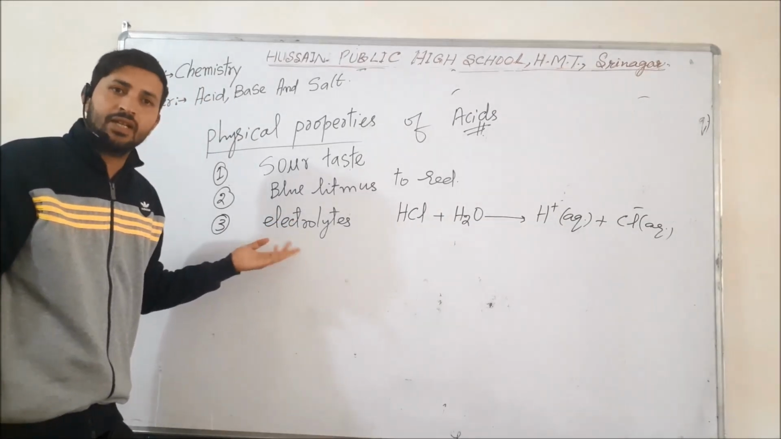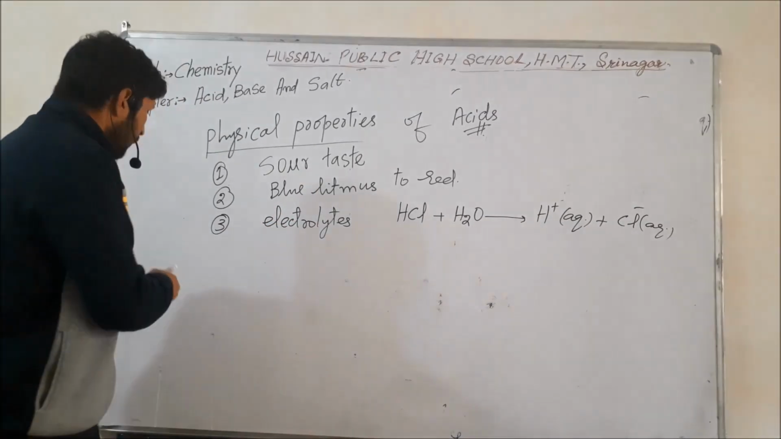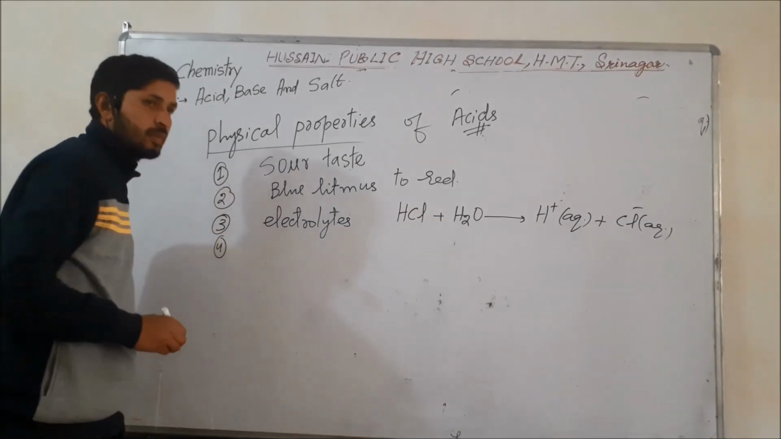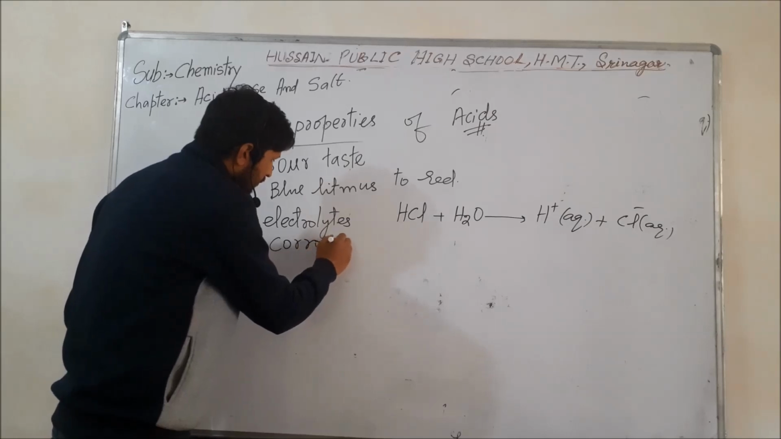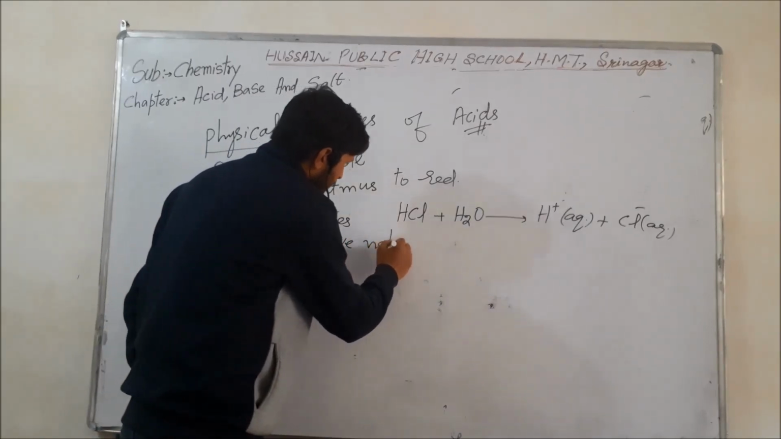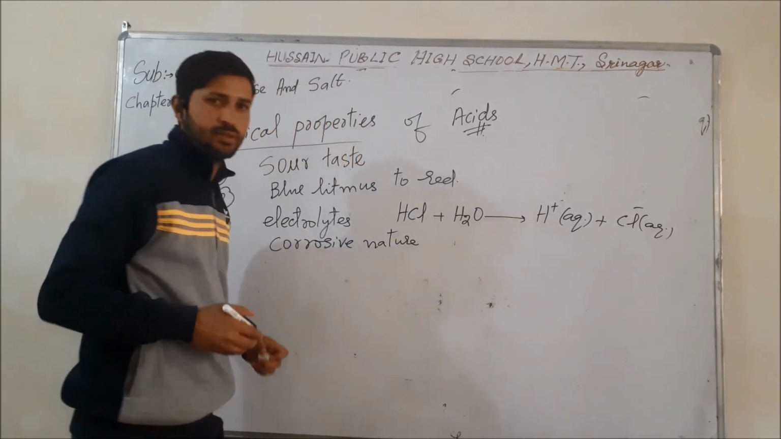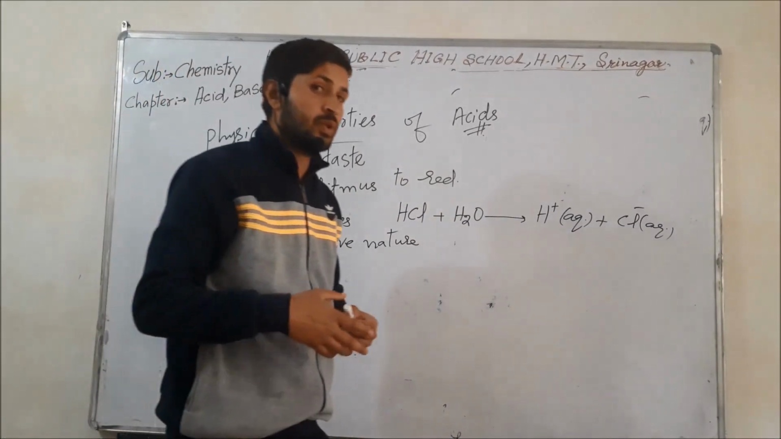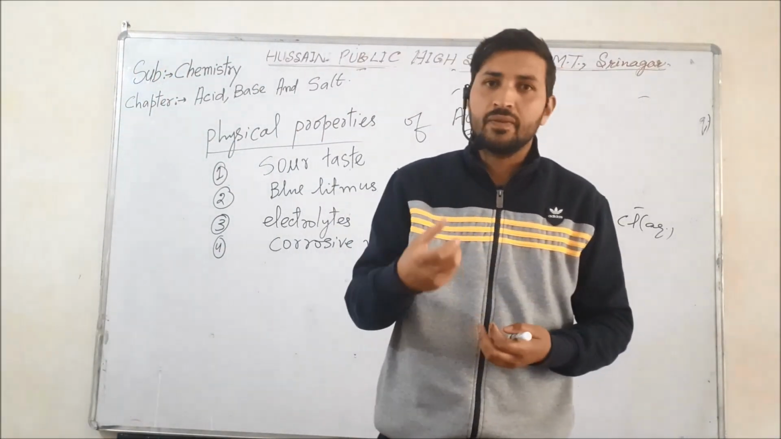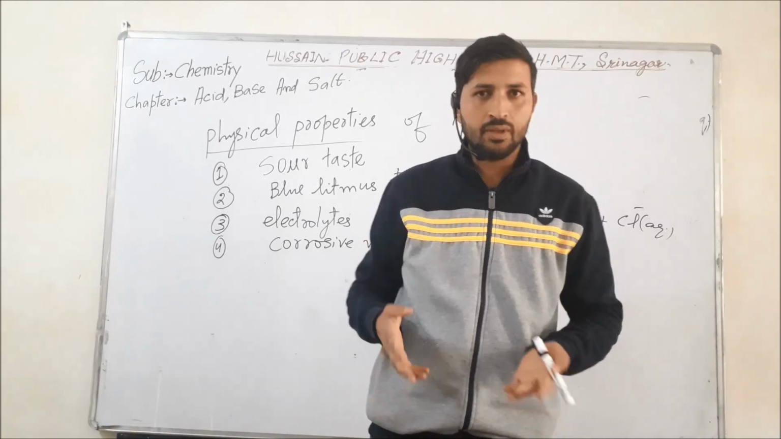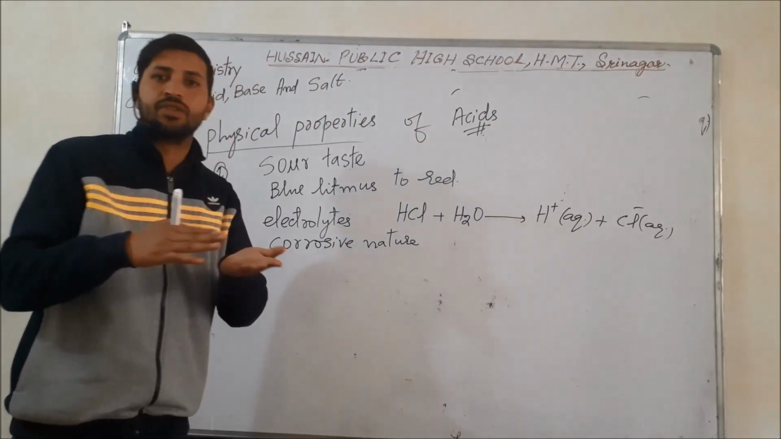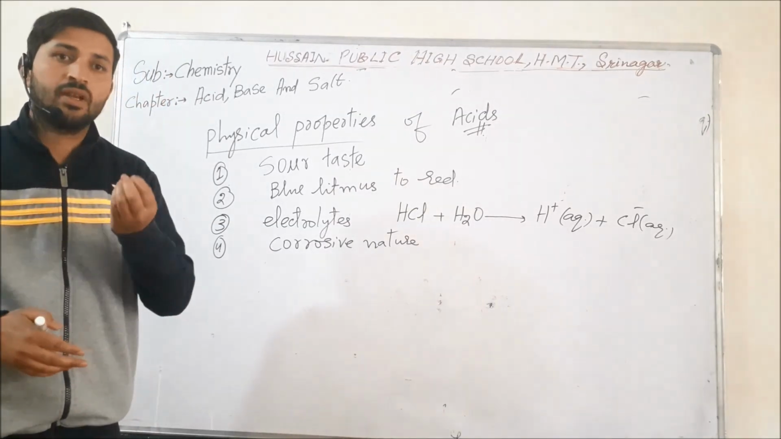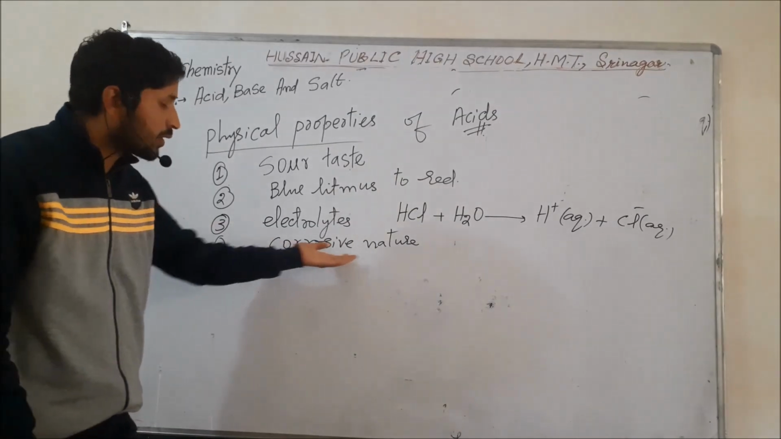Acids are also electrolytes. Fourth important property is the corrosive nature of acids. That means when we play with the acids, when we are working in the laboratory, what happens? We get burns on our skin. That means they cause burns on the skin. That's why these are corrosive in nature.